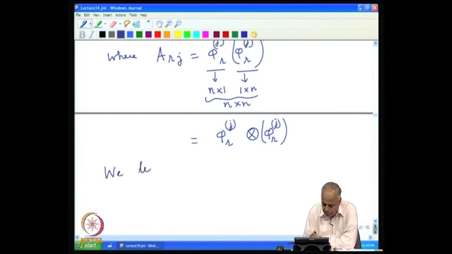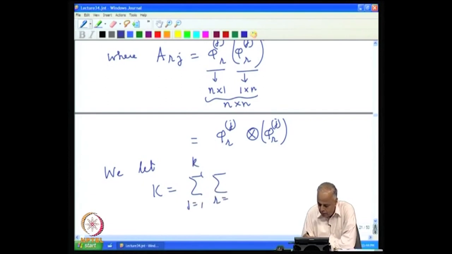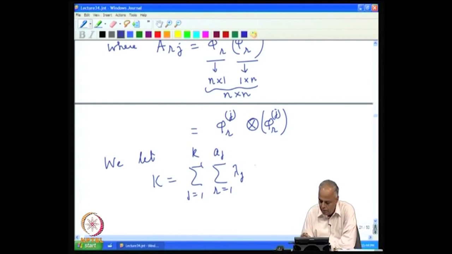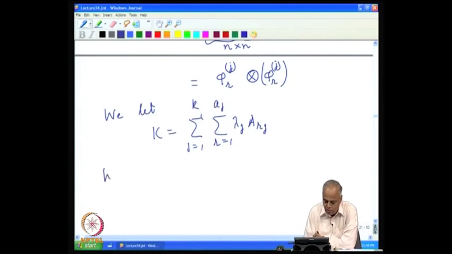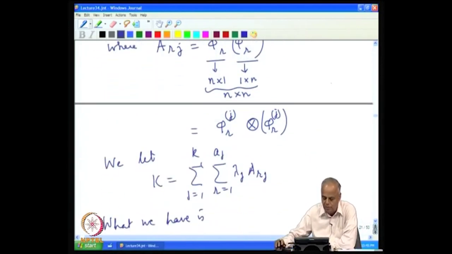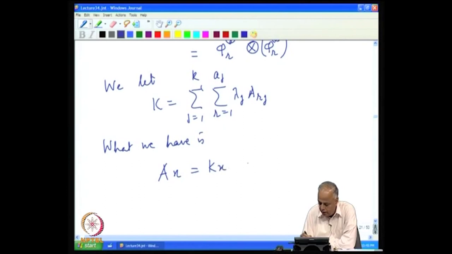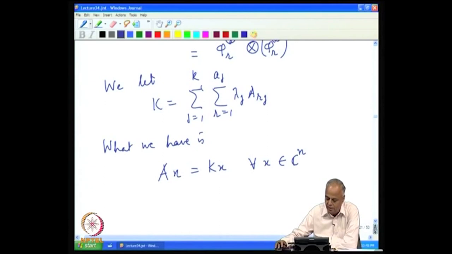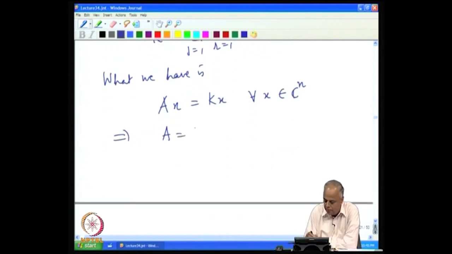So, we let K to be all that sum, j equal to 1 to k, r equal to 1 to a_j, lambda_j A_r^j. Now, this is an n by n matrix. What we have is Ax, this Ax is equal to Kx, and this is true for every x in C^n. Now, if there are two matrices A and K such that Ax equal to Kx for every x in C^n, then A must be equal to K. This implies A equal to K.